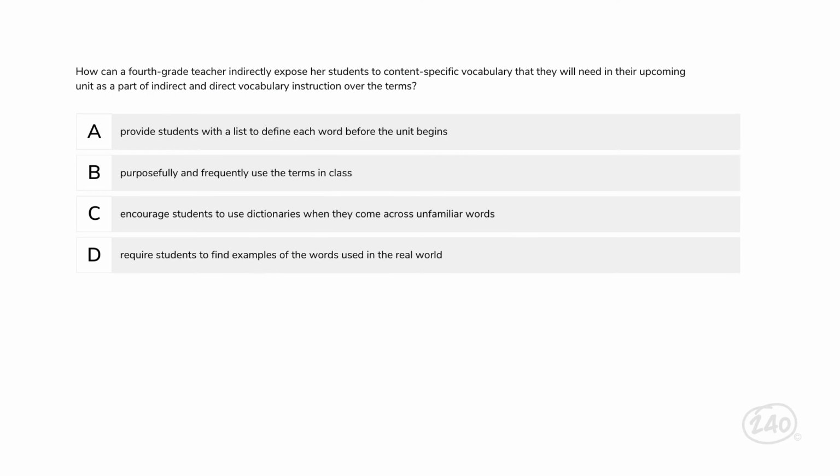Now let's look at a vocabulary question. How can a fourth grade teacher indirectly expose her students to content-specific vocabulary that they will need in their upcoming unit as a part of indirect and direct vocabulary instruction over the terms? Provide students with a list to define each word before the unit begins. Purposefully and frequently use the terms in class. Encourage students to use dictionaries when they come across unfamiliar words. Require students to find examples of the words used in the real world.